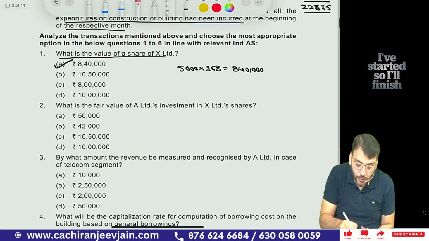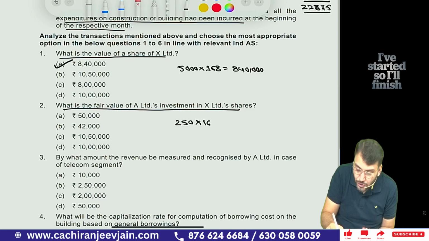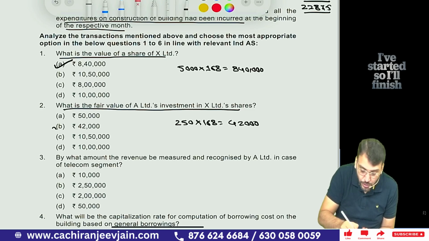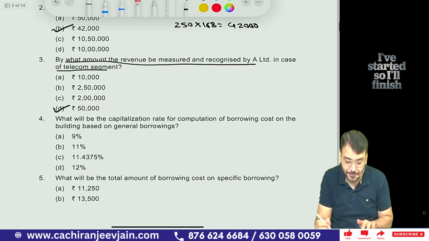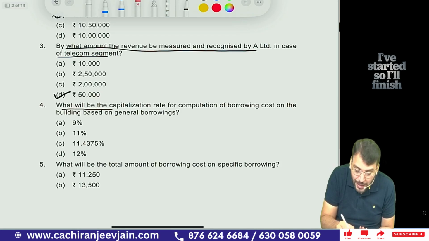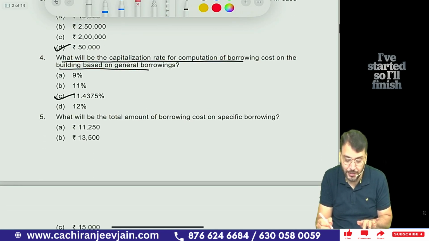Okay, sir. What is the fair value of A Limited's investment in X Limited shares? Already we calculated, it is 250 they are holding into 168. So 250 into 168 is coming 42,000. Then by what amount will the revenue be measured and recognized by A Limited in case of telecom segment? Already we calculated 50,000, so option number D is correct. Point number 4, what would be the capitalization rate for the computation of borrowing cost on the building based on general borrowing? It is 11.4375%, already we calculated.